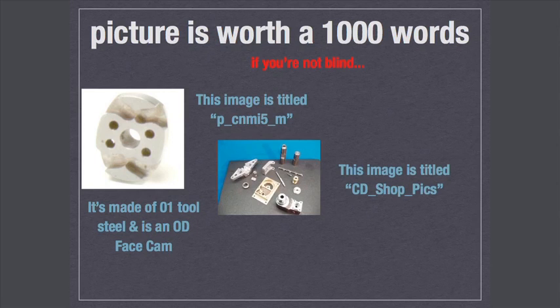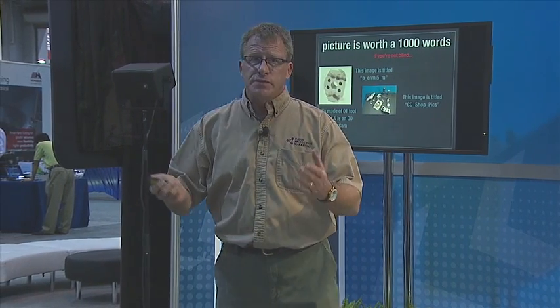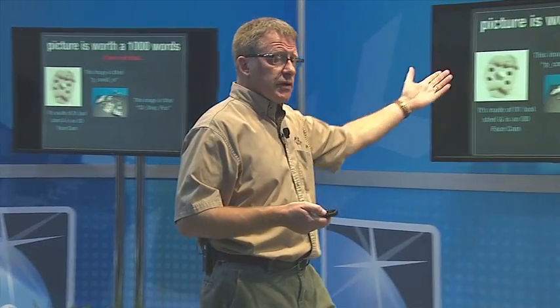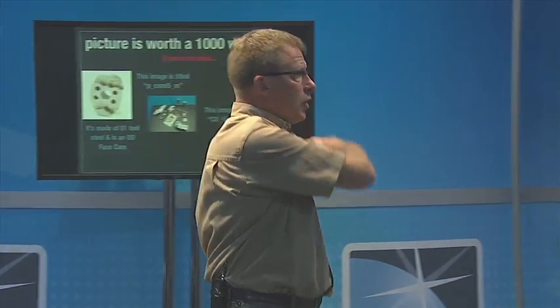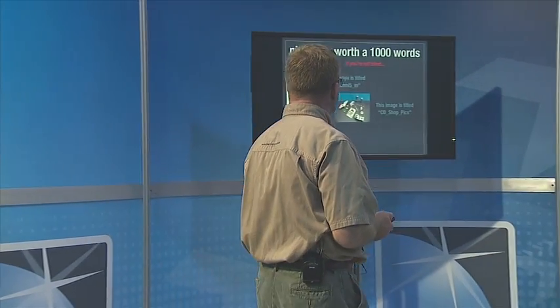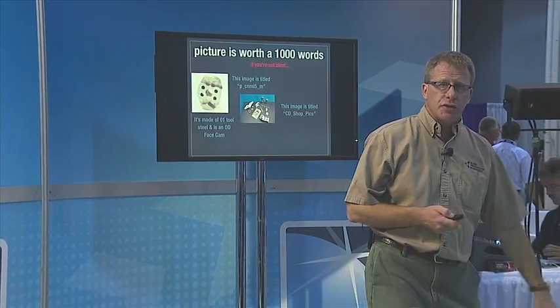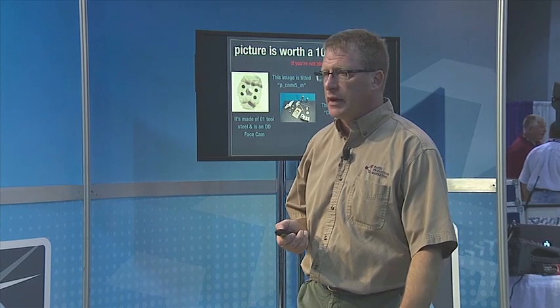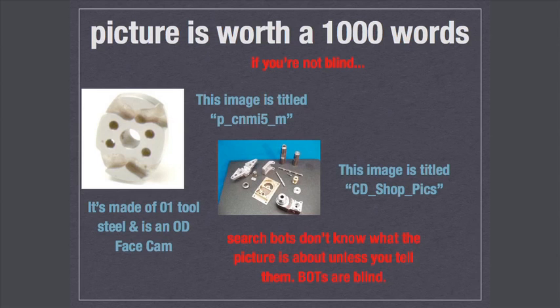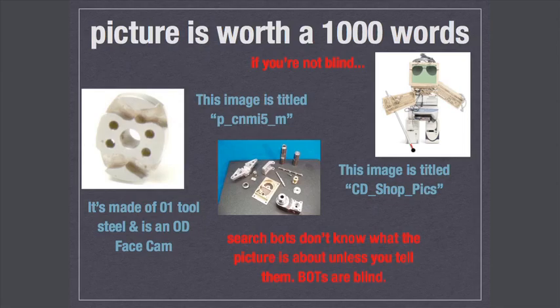So here's some other parts. This image is entitled CD Shop Pics. So you've got a website, you load the picture up, it's called CD Shop Pics. Does the robot know that that's pictures of precision components that you're making for the aircraft industry or the defense industry? Absolutely not. You've got to name the image. They don't know about it unless you tell them what it is. Robots are dumb, they follow an algorithm. Blind robots.